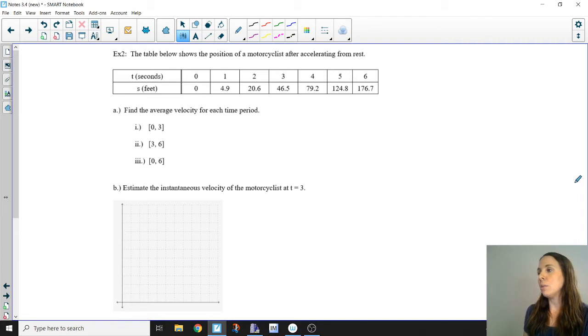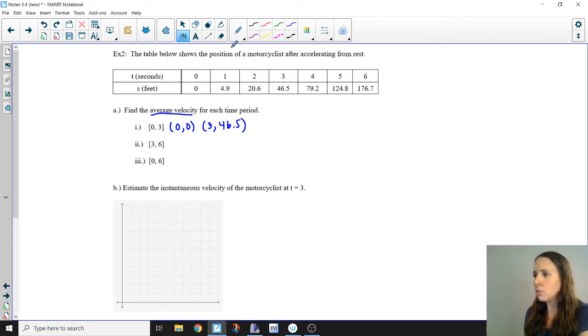All right, so we're looking at seconds versus feet versus seconds, and the first part asks us to find the average velocity for each time period. Average meaning we're going to do a slope, right? And we have our intervals already set up for us here. So this is nice and easy work. Find your ordered pairs from the table. When time is 0, the position is 0. When time is 3, the position is 46.5.